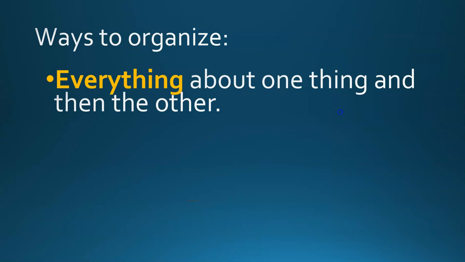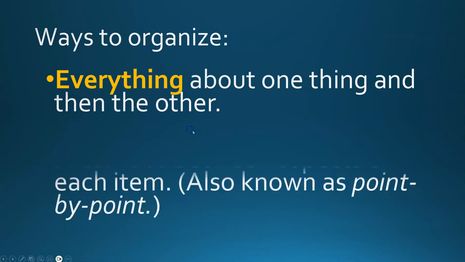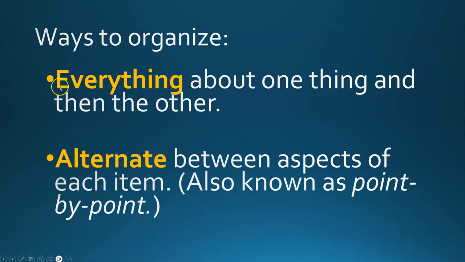So you can do everything about one thing and then the other, or you can do it by point. There's two different ways to do it. So if we're going to go to phones, Android versus iPhone, we can talk everything about the Android, and then tell everything about the iPhone. That's one way to do it. Or you could do the alternate, which is point by point, which honestly, my personal opinion is the better way to do it, where you're talking about each item, each element individually.